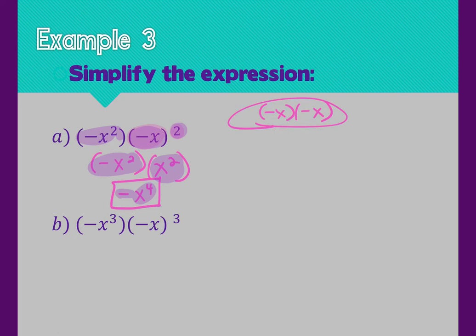All right, now go to the next one. So negative x to the third, the second one has the 3 on the outside, right? So this is negative x times negative x times negative x, which means that second parentheses would be what? Good. Negative x to the third, or negative x cubed, and times negative x to the third. Not negative. Positive. Good. Positive x to the 6.